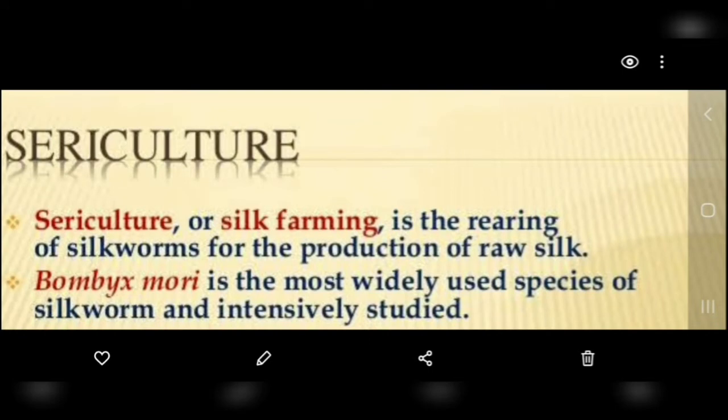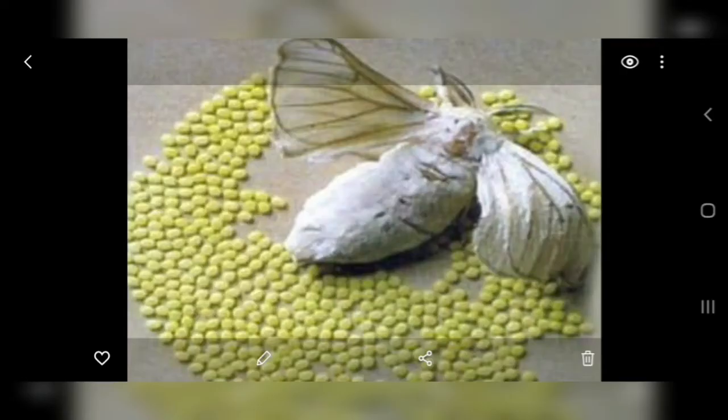The cultivation and production of silk is known as sericulture. Bombyx mori is the most widely used species of silkworm and intensively studied. An adult female silk moth lays about 500 eggs.